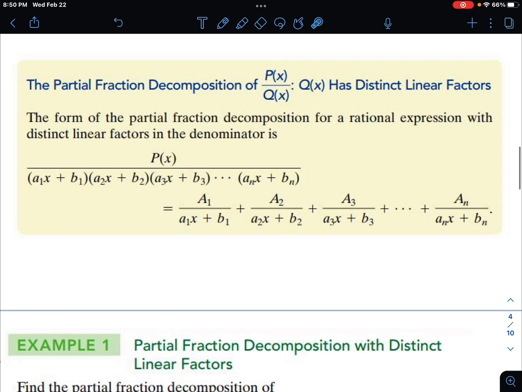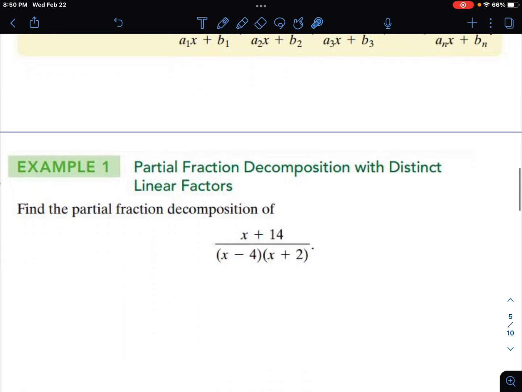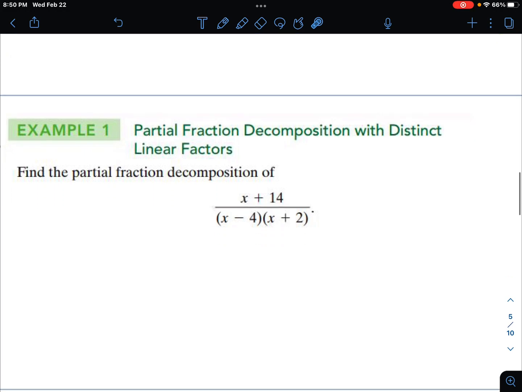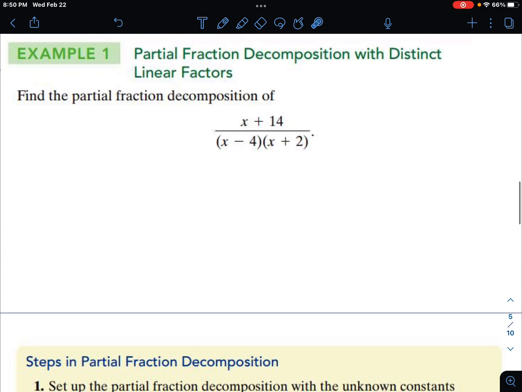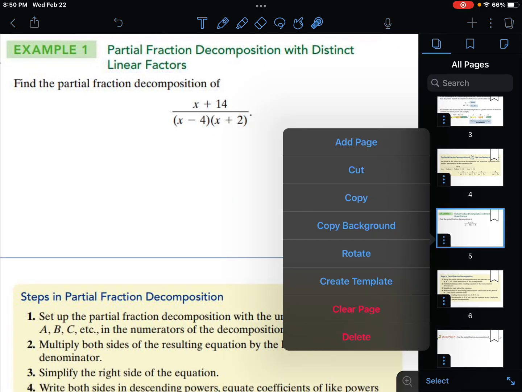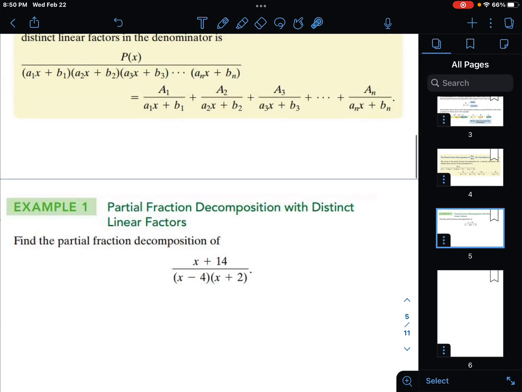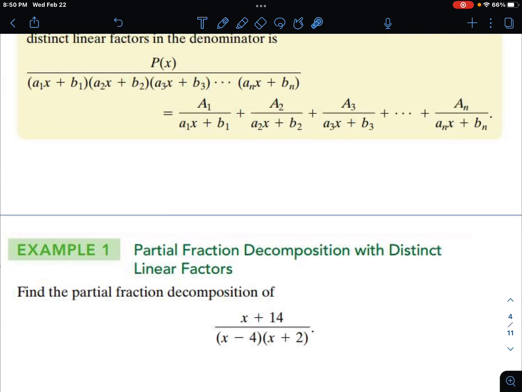When you do it, you're going to have some number of distinct linear factors. We'll go over a few of these, and then we're going to go over what happens if they're not distinct. This is a part I want you guys to pay attention to. I'm going to try to make it look as nice as I can. I'm going to add another page already just beforehand, just because I know I'm going to go over it. And we're going to go step by step.